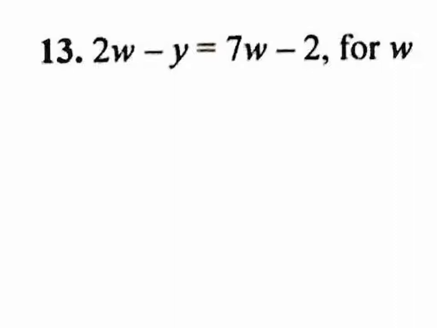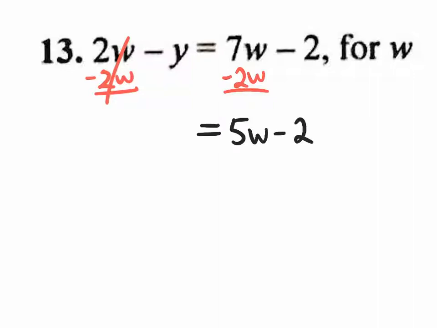What would you like to get rid of, the 2w or the 7w? Let's get rid of the 2w by doing the opposite of 2w, which is minus 2w. That'll cancel it out. What you do to one side, you must do to the other. And of course, you're not going to do it to the number 2. You're going to do it to the other w so you could actually subtract it. So 7w, take away 2w, that is 5w. We're going to rewrite everything, bring down the minus 2, bring down the equal sign, bring down the minus y.